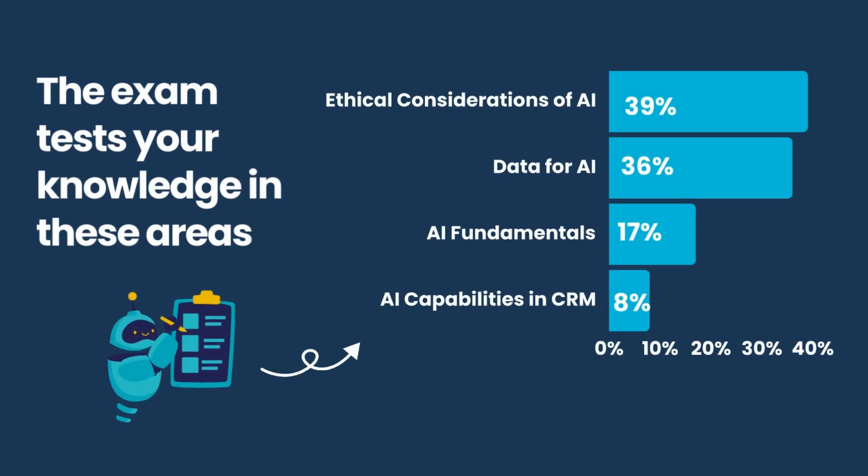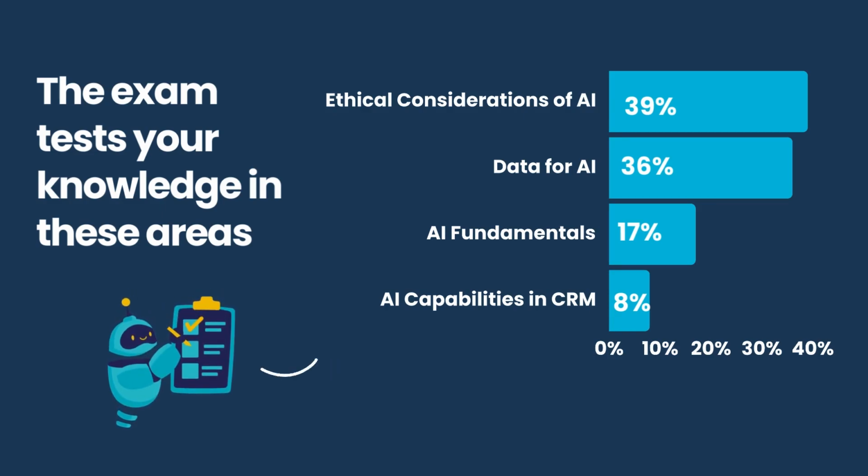Here is a quick look at how the exam weighs different topics. 39% of the questions will be from the area ethical considerations of AI, 36% from data for AI, 17% from AI fundamentals, and the remaining 8% from AI capabilities in CRM.